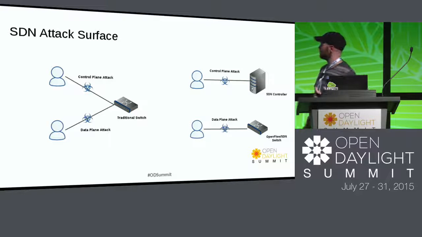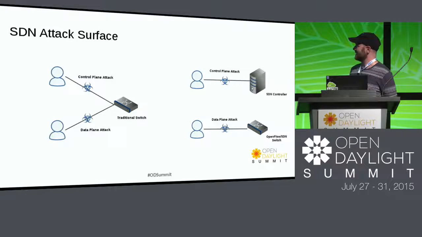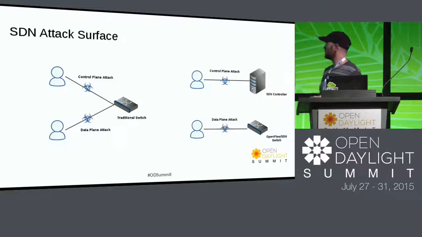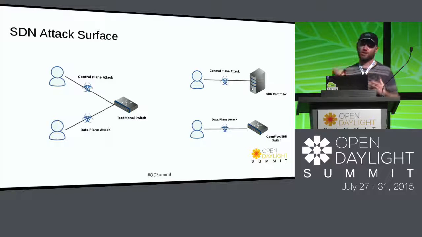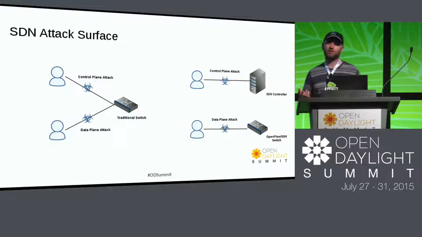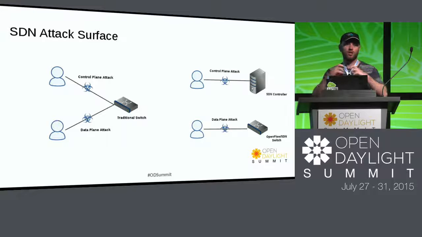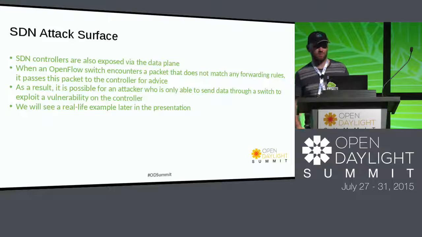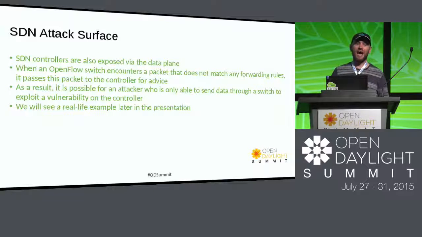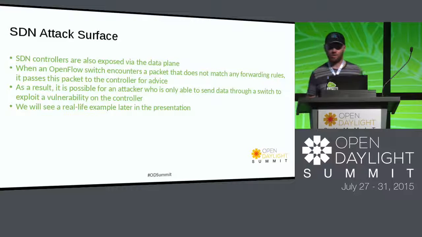Here's a graphical depiction of that attack surface. With a traditional switch or networking device, both the control plane and data plane could be exploited, whereas with an SDN controller, the switch itself is only exposed via the data plane, and the SDN controller, while it's exposed via the control plane, should be in an isolated secure network. Turns out it's not quite that simple. SDN controllers can actually be exploited purely via the data plane. This is something I don't think the community at large really understands, so I'll go through it in a little bit of detail.